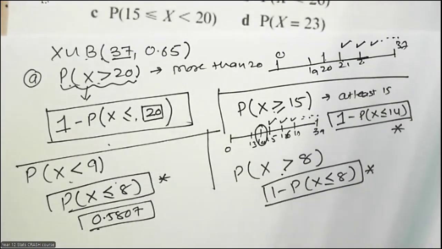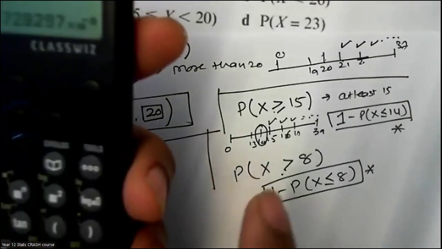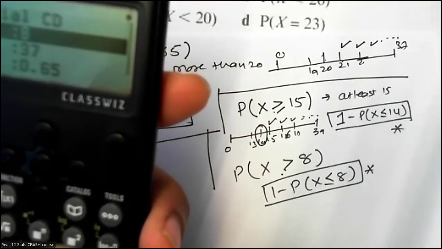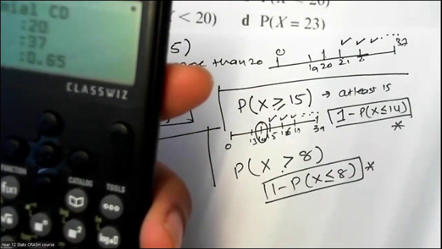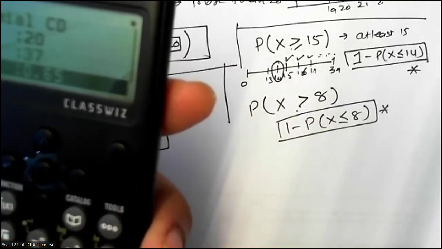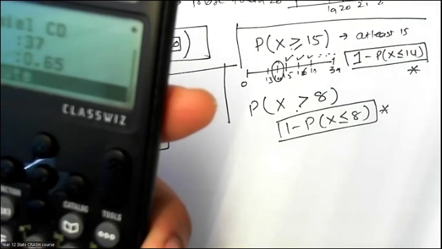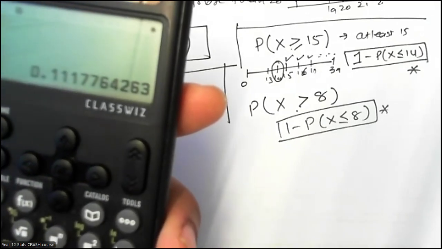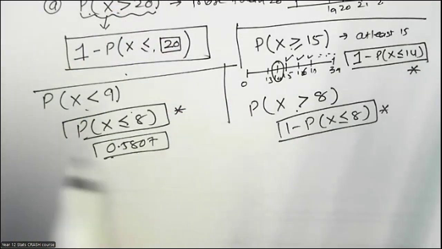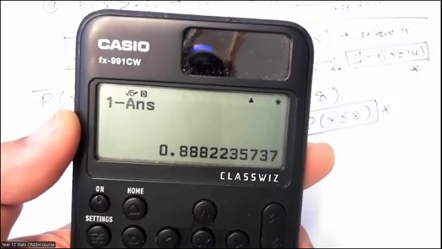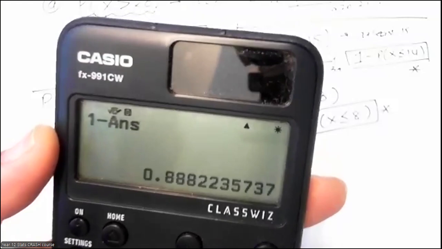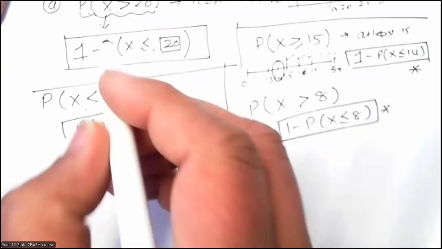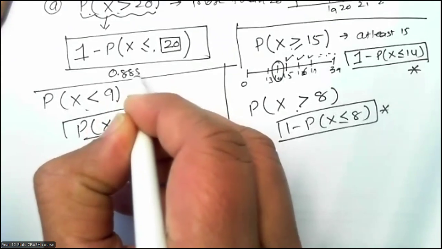Okay, I'll do this one now. Greater than or equal to 20, so less than or equal to 20 I have to do. So I'll go back there. X is 20, N is 37, and that is 0.65. Right, execute. So here I got 0.1177. But this isn't the answer I want because I want to take it away from 1. So I go back home and calculate 1 take away the answer, and 0.8882 is the answer for this probability, 0.8882.